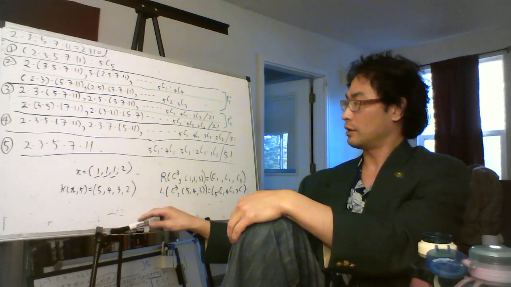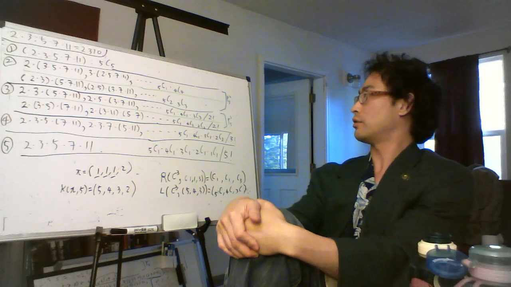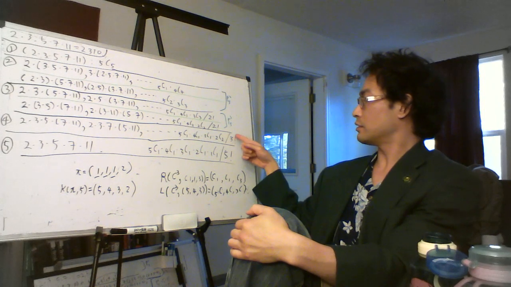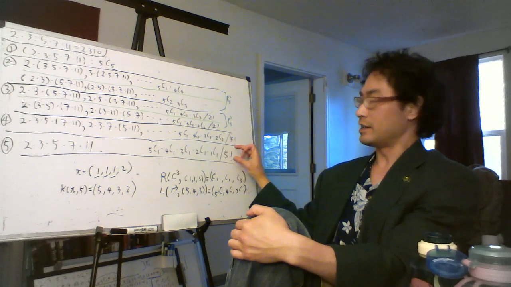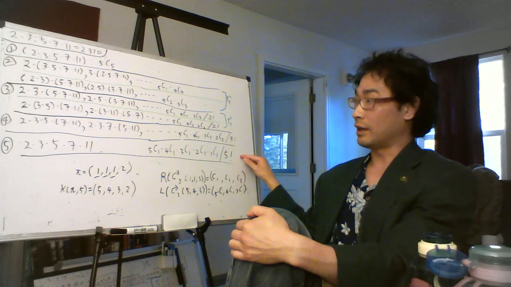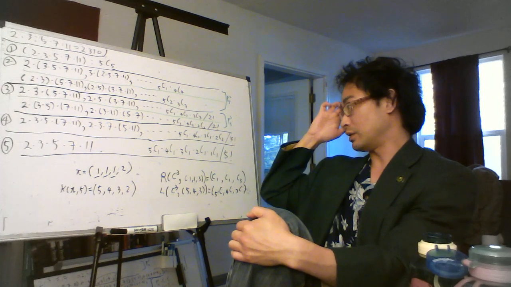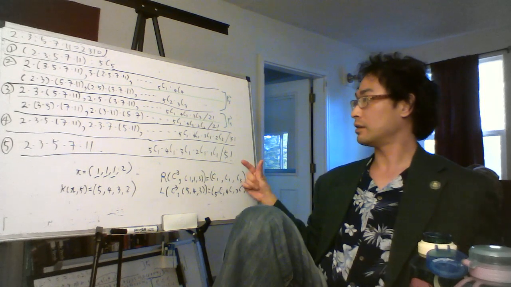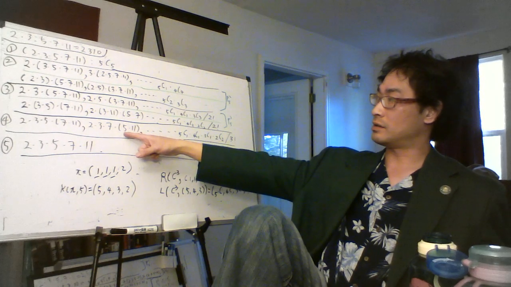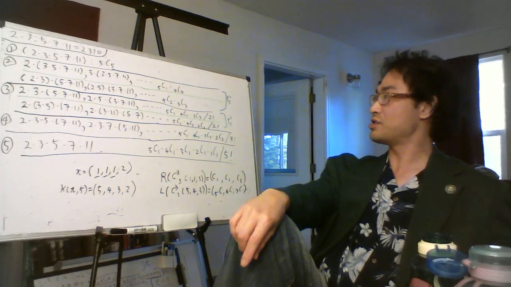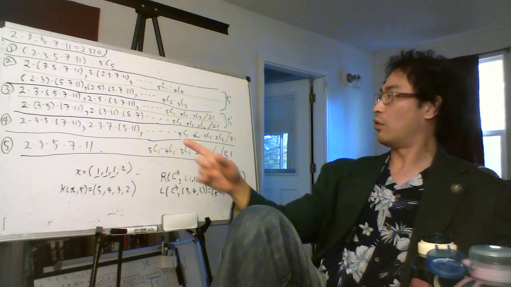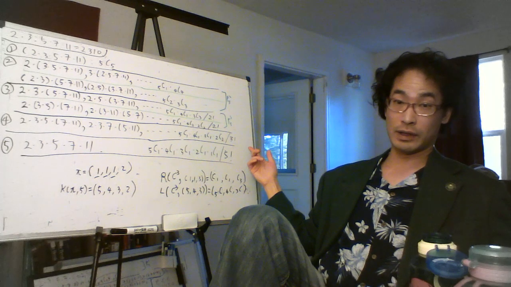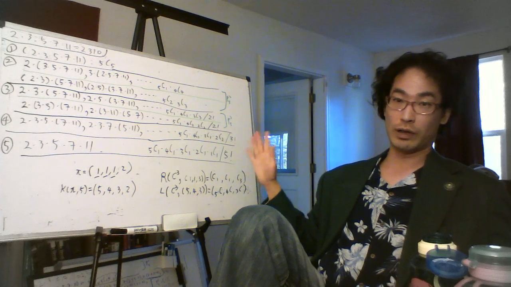So we are almost there. How about the denominator side, like the factorial? That's a lot easier. Given this partition, you count the number of ones, count the number of twos, threes, fours, fives, and then you do the factorial of each and multiply them.